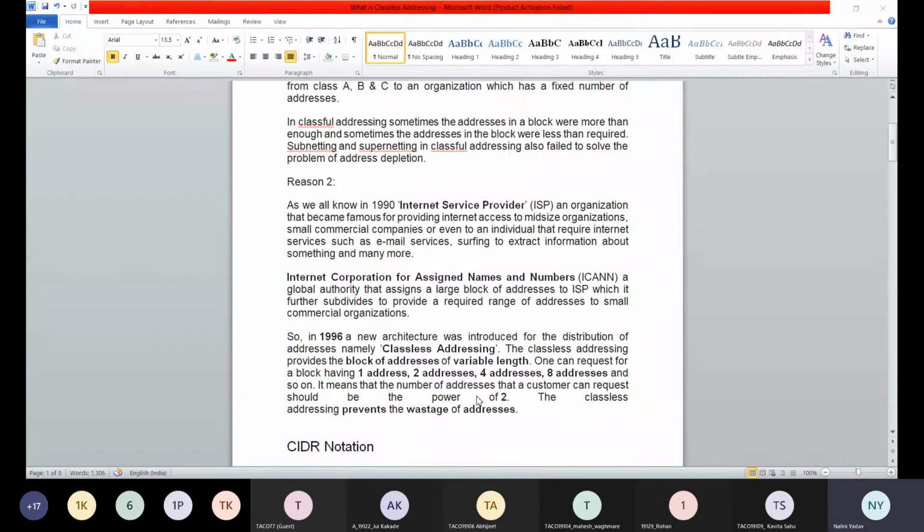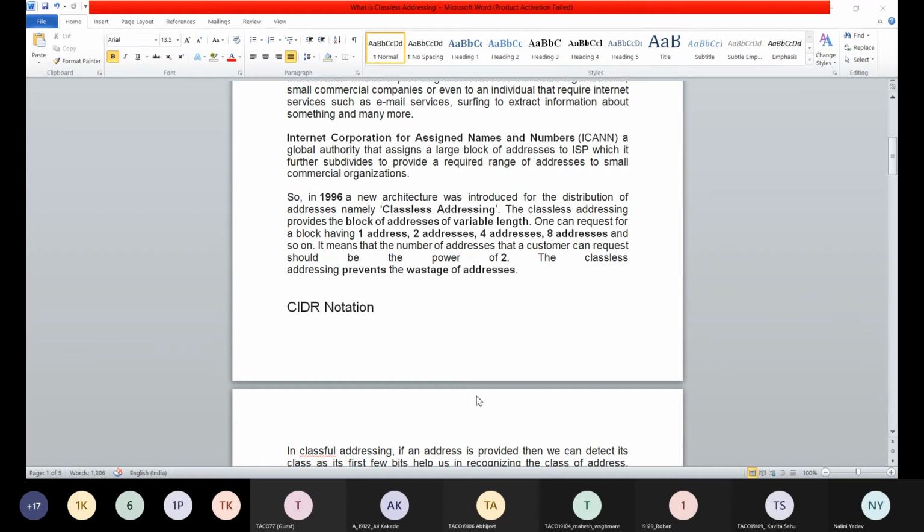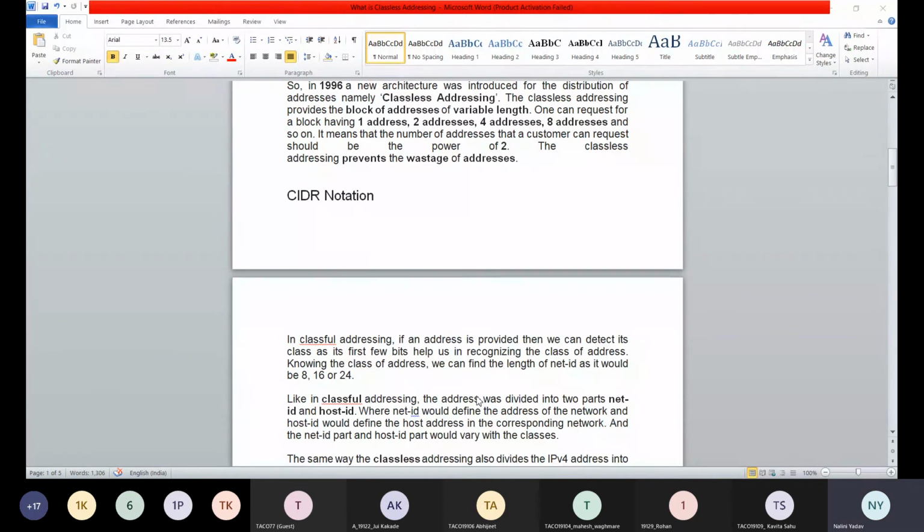Correct. So in 1996, a new architecture was introduced for distribution of addresses, namely classless addressing. Classless addressing provides blocks of addresses of variable length. One can request a block having one address, two addresses, four addresses, eight addresses, and so on. It means that the number of addresses that a customer can request should be a power of 2. So classless addressing prevents the wastage of addresses. Correct? So then we have the CIDR notation.